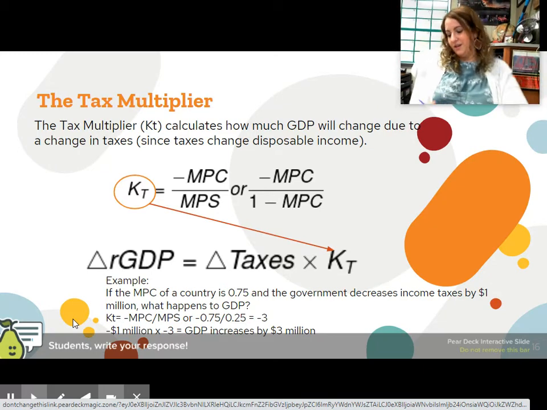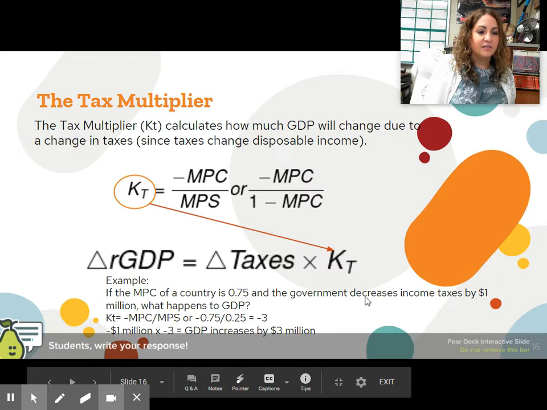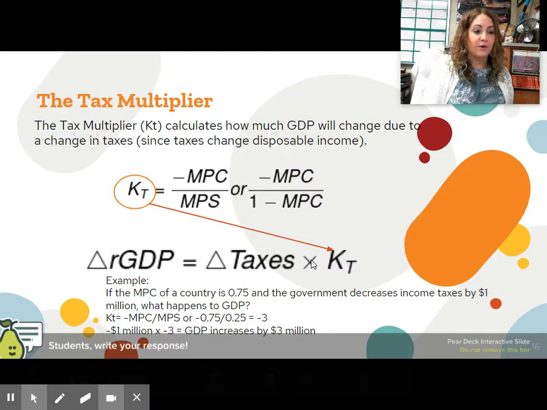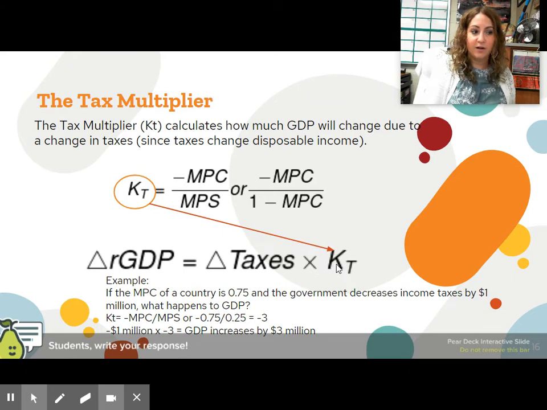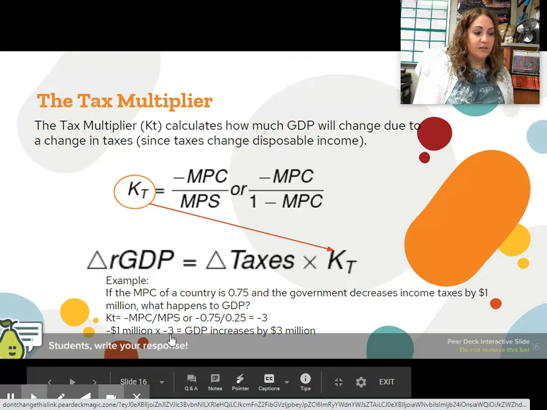So my tax multiplier is negative 3. What does that mean? The government decreased taxes by 1 million, negative 1 million, and we multiply that by our tax multiplier, negative 3. Our GDP is going to increase because negative 1 million times negative 3 is positive 3 million. Those two negatives cancel out. So GDP increased by $3 million.